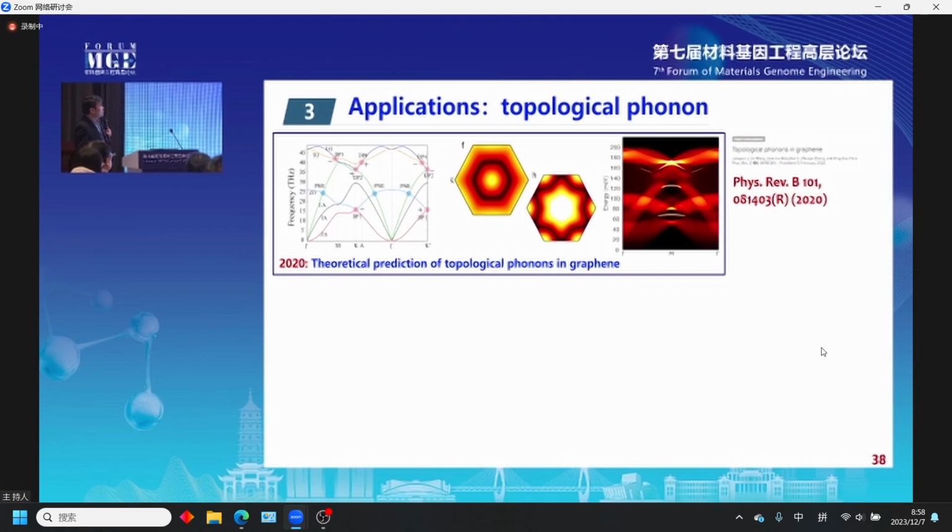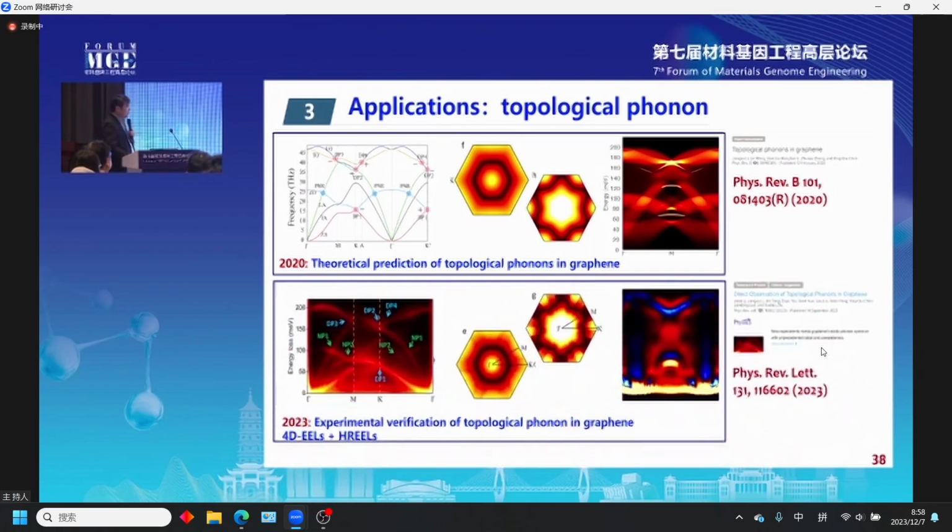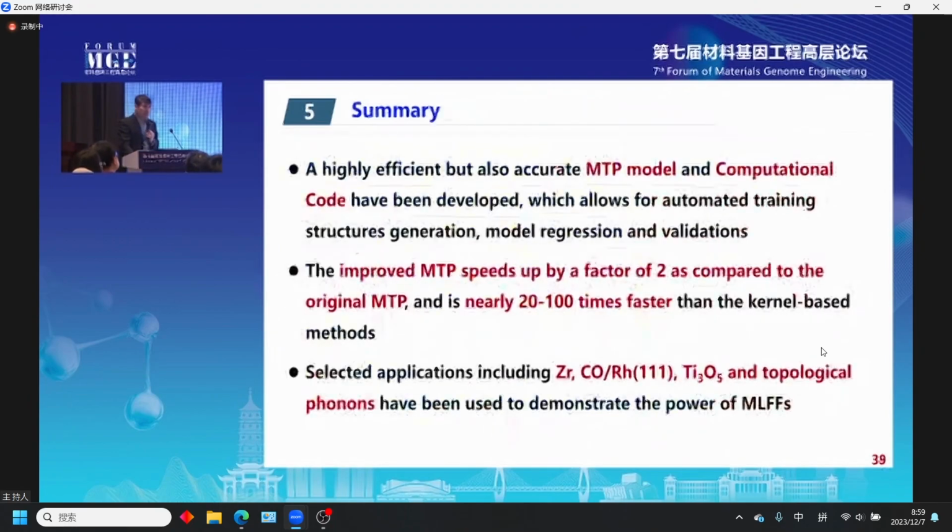Three years ago, we theoretically predicted topological phonons in this graphene. It was only theoretical work. And recently, we compared to experiment, after 40 years, and they really confirmed our predictions. Okay, fine. I will conclude our presentation. Thank you.